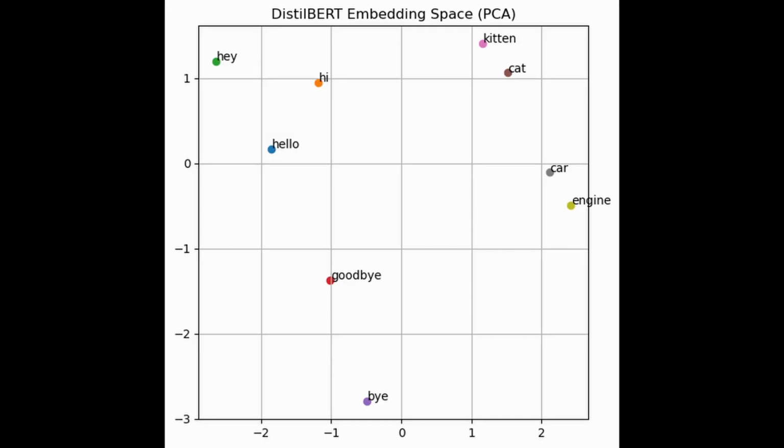To visualize this, we reduce the embedding dimension from 768 down to just 2 using principal component analysis. In this 2-dimensional plot, similar words form clusters. Greetings like hello, hi, and hey appear close together, while animals, vehicles, and other concepts form separate groups.